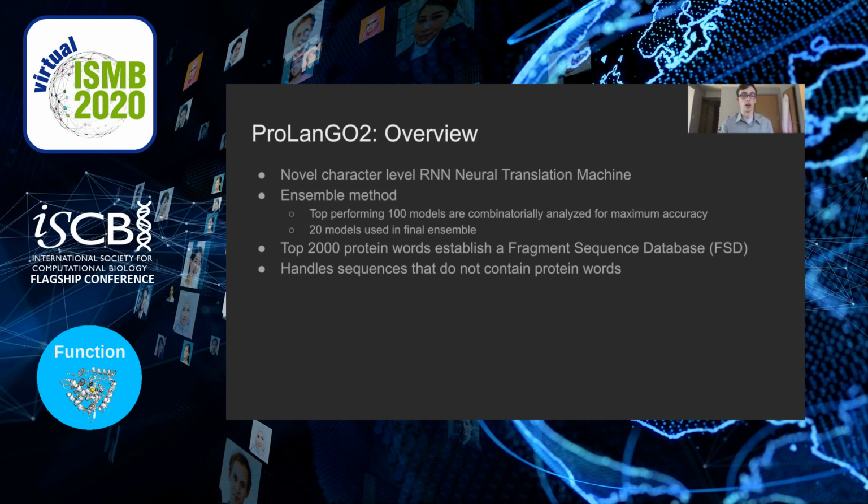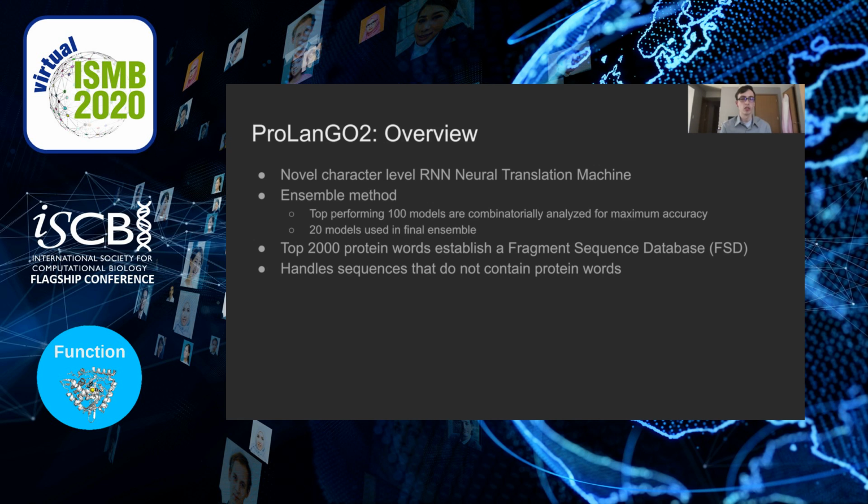Secondly, we have moved to an ensemble method. We evaluated the top 100 performing RNNs and combinatorially analyzed them to produce the maximum accuracy for prediction. In the end, this turned out to be 20 models used in the final ensemble, and we will go into that a bit further later.